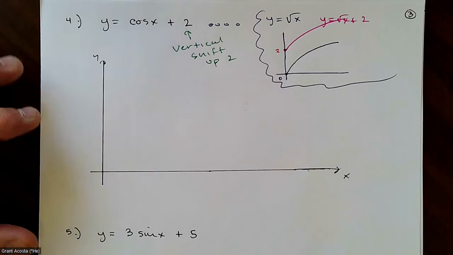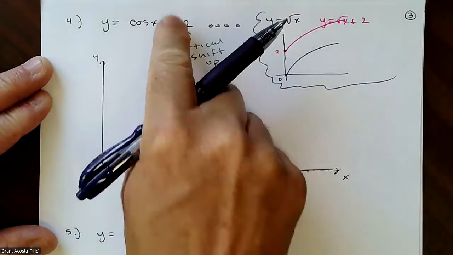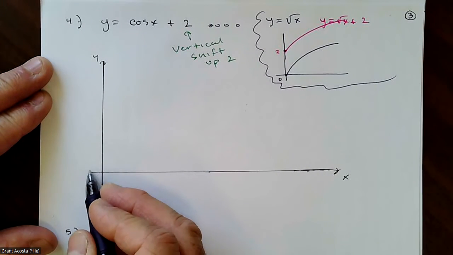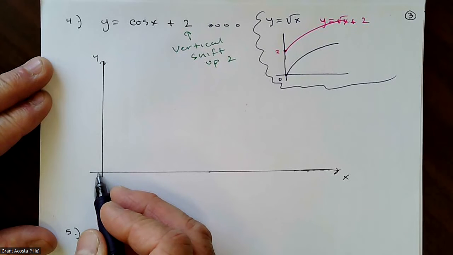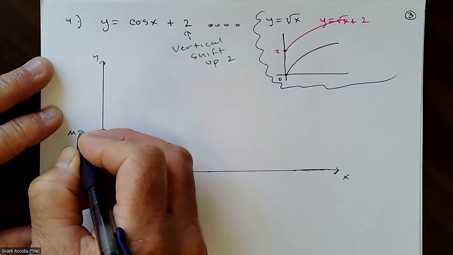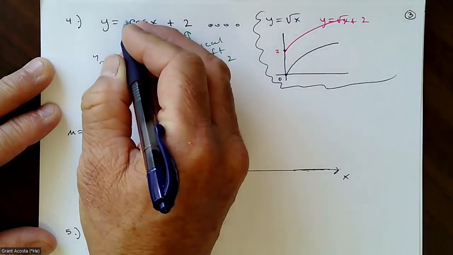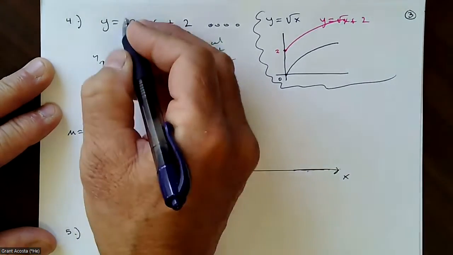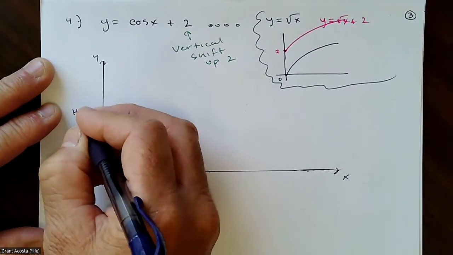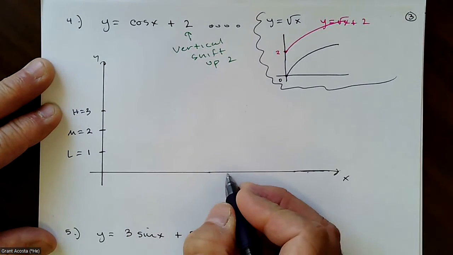So the way I like to think about this for a sine or a cosine graph, I know that normally without that plus 2, my cosine graph is going to oscillate around the middle, which is y equals 0, the x-axis. But if I'm raising everybody up 2, that means my new middle is going to be 2 instead of 0. The amplitude is 1 because you can imagine a 1 there. So that means from 2, the graph can go up to a high of 3 and a low of 1.